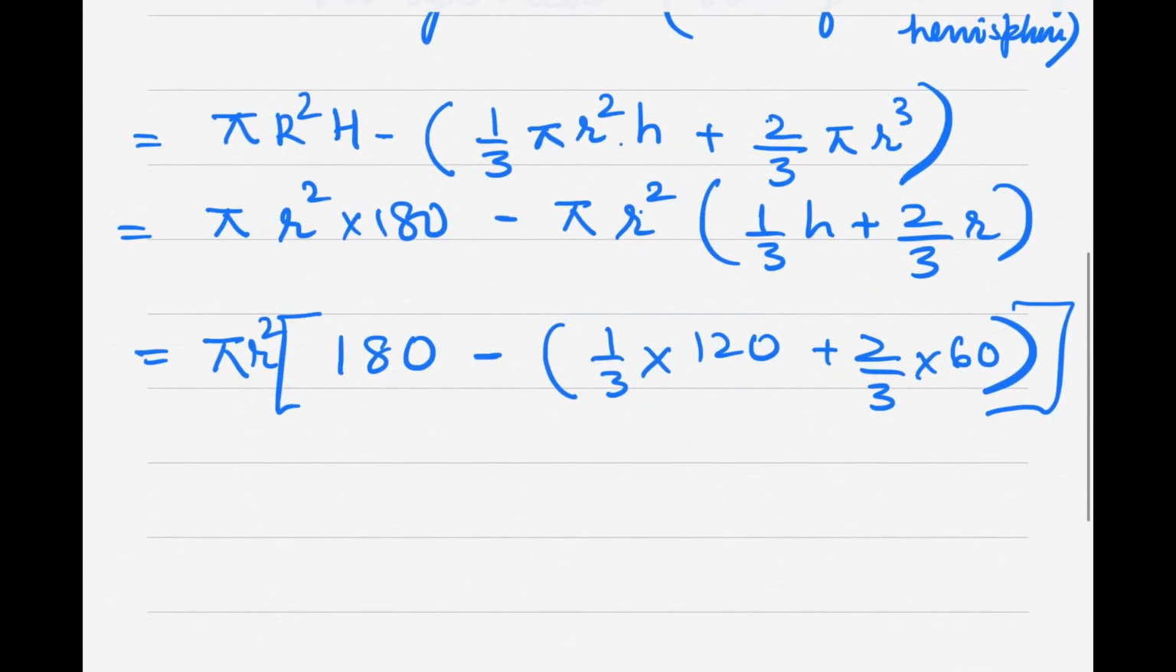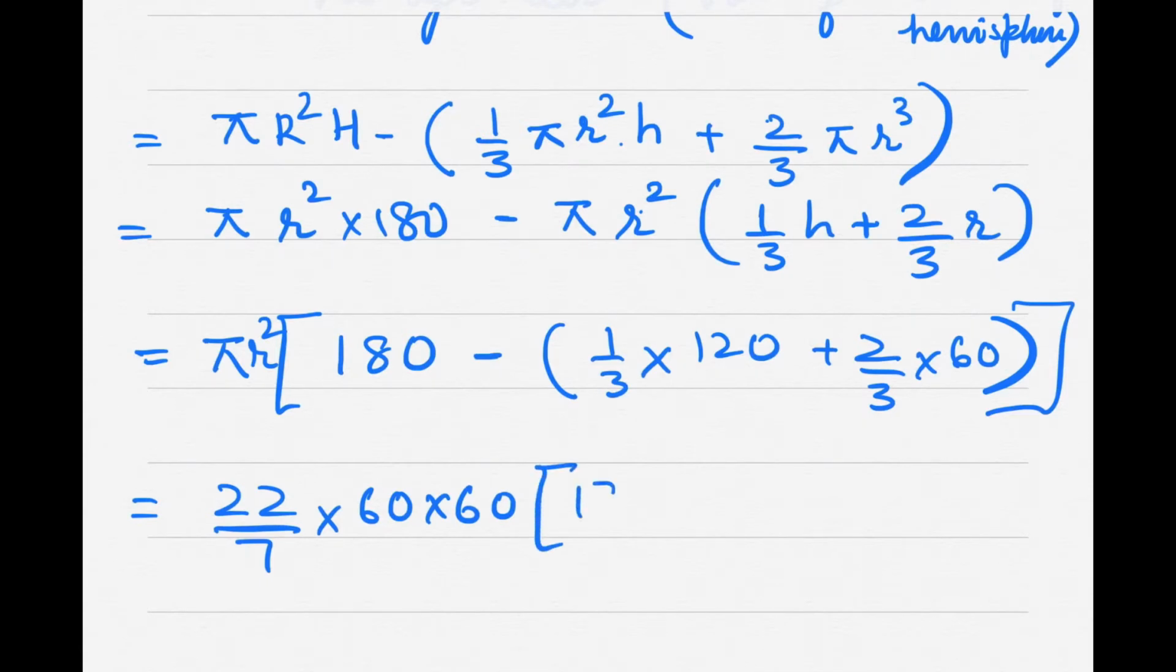Okay, radius is 60. Now let's substitute more things. So pi will be equal to 22 by 7, because they have not mentioned anything about it. So I can take 22 by 7, radius is 60 into 60, and then I'll have a box bracket 180 minus 340 and 320. So now this will be equal to 40 plus 40, right? Inside the bracket 40 plus 40.